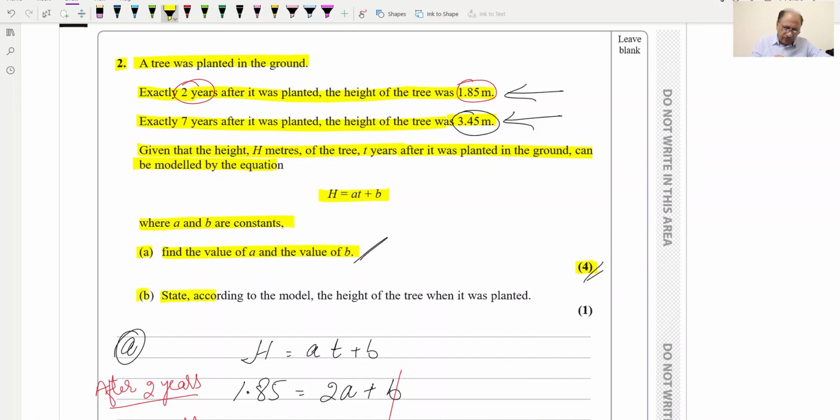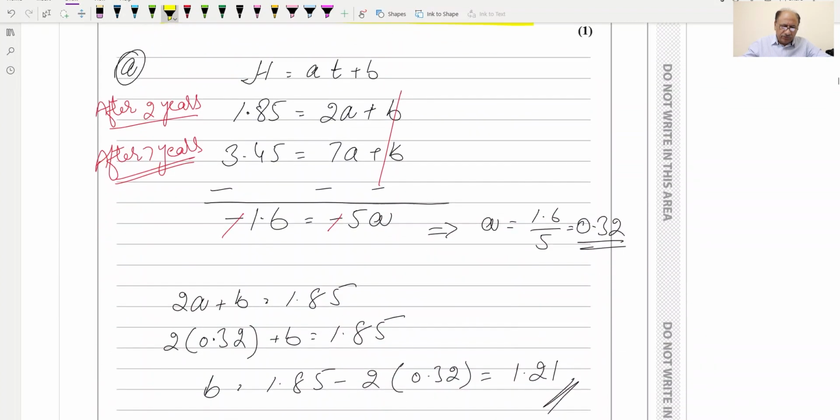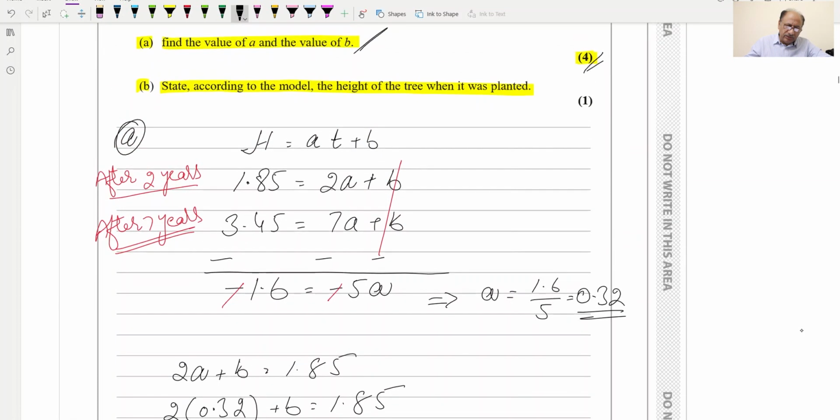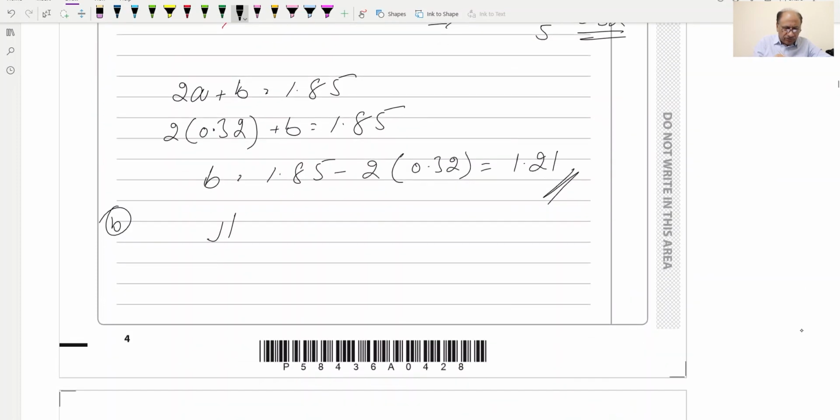So B part: state according to the model the height of the tree when it was planted. So when it was planted, the equation was which one? Basically B part, h is equal to the main equation which is provided, which we have utilized over here. Same equation we'll be using, h is equal to at plus b. Now a and b values we can replace. So b value will be what? B value was 1.21.